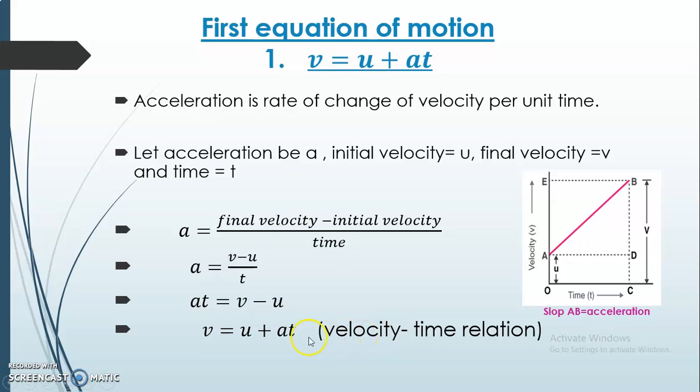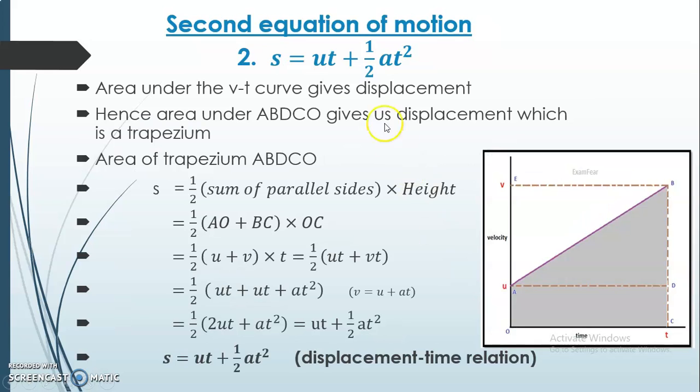So you can see it shows the velocity and time relation. So this equation is also called the velocity time relationship. Okay, so this was the first equation of motion. Now let's study about the second equation of motion.